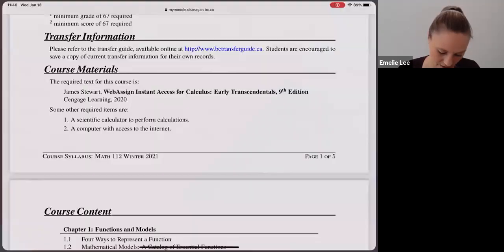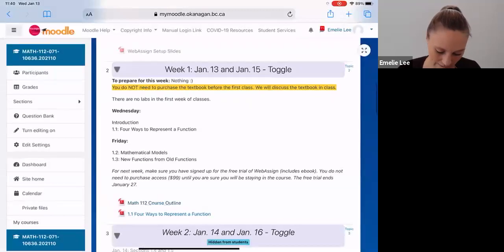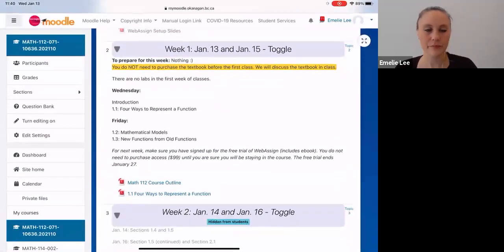Like I've said on Moodle, I will have this set up for each week so you'll know what's going on. Today we're doing the introduction, done, and then section 1.1, and then on Friday we'll do 1.2 and 1.3. So no quiz this week because, well, we just started, so no thanks.